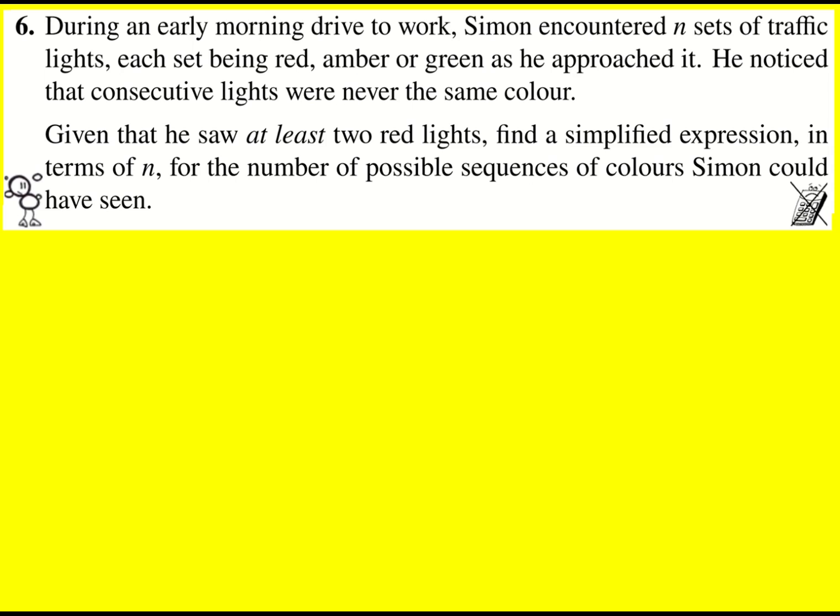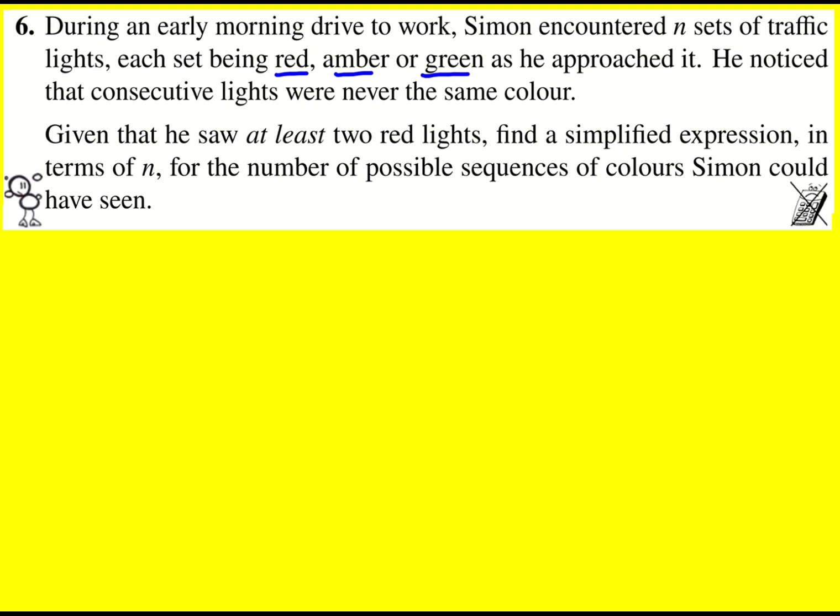Quality question here. So we've got an early morning drive. We've got n sets of traffic lights, and they're either red, amber, or green. I'm going to use R, A, and G to indicate that. And we never get consecutive lights the same color. So we can't have green and then another green and so on.